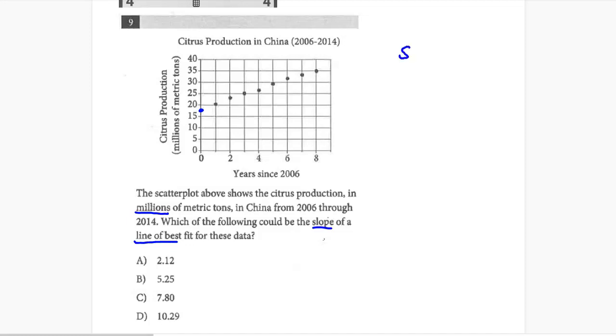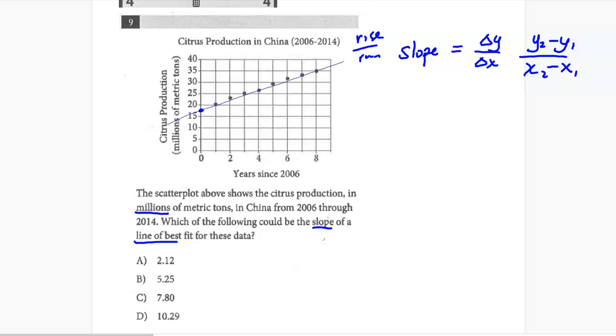Remember, slope is the rate of change, and it is the change in y values over the change in x. Formally, it's y2 minus y1 over x2 minus x1, or some people like to call it the rise over the run. So let's say my line goes right through those points. I'm going to pick 2 of those points to figure out my slope. Maybe I pick these 2 right here. One point is at 0, 18 roughly. The other point looks like it is at 8, 35.